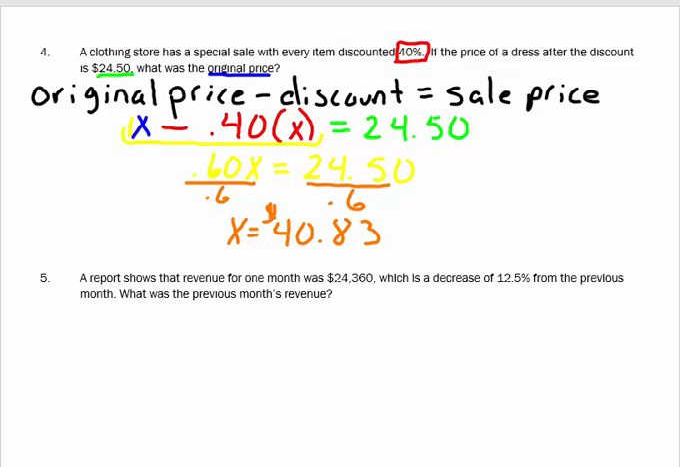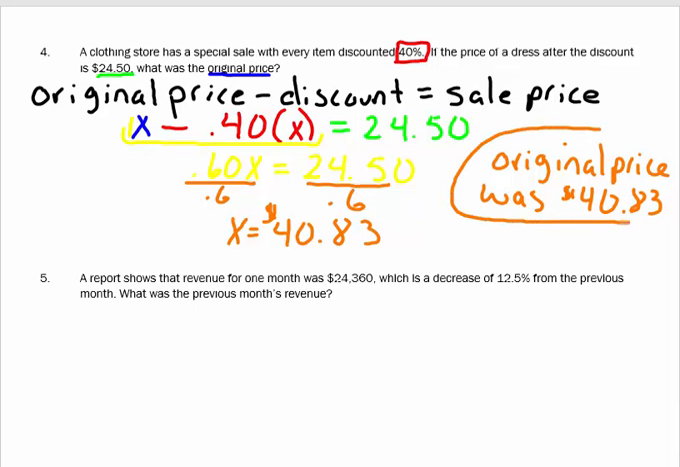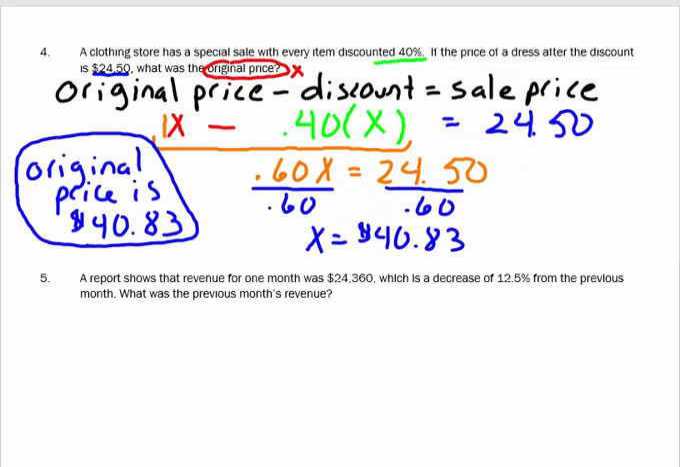Now again, what does that mean? That means that the original price was $40.83. Make sure when it's not just a number, you actually explain what you have found. The next problem will be set up about the same way, just with a little bit different wording.